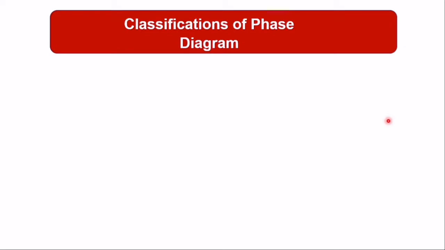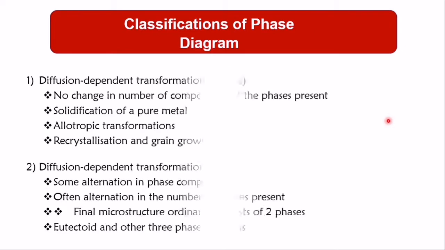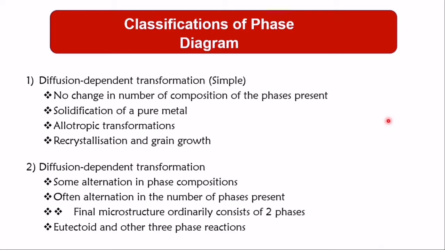So we are going to look at the classification of phase diagrams. When we talk about classification of phase diagrams, the first one is the diffusion dependent transformation, which is a simple transformation. With that one, there's no change in the number or composition of the phases present. Examples are solidification of pure metals, allotropic transformation, and recrystallization and grain growth. It depends on diffusion, right? And we need to know these characteristics.